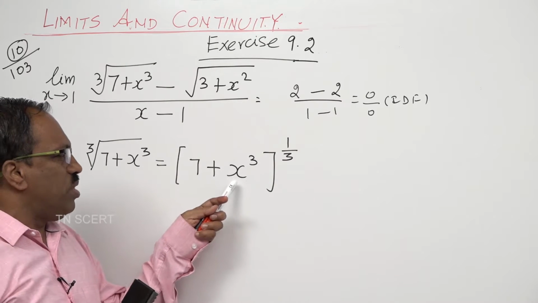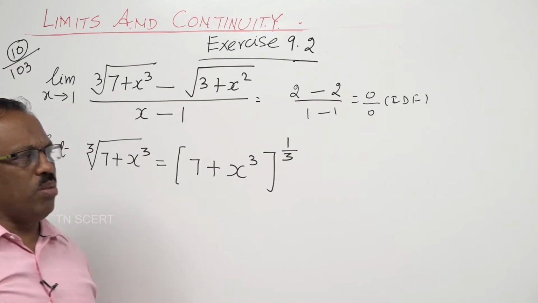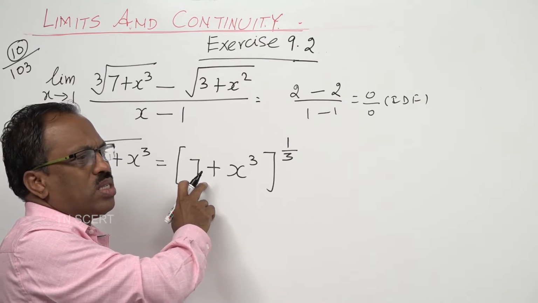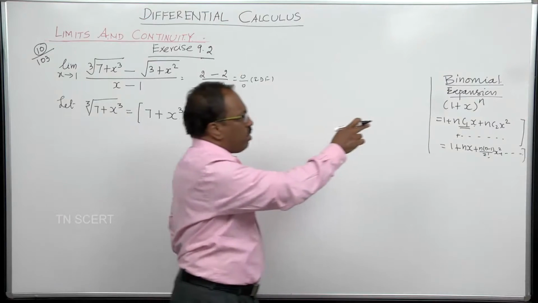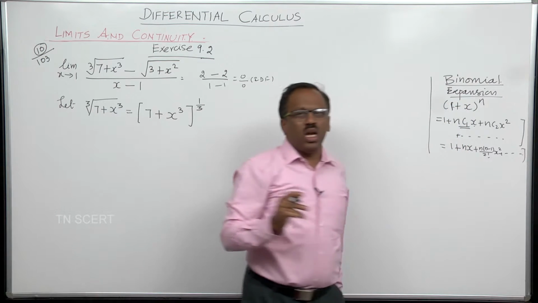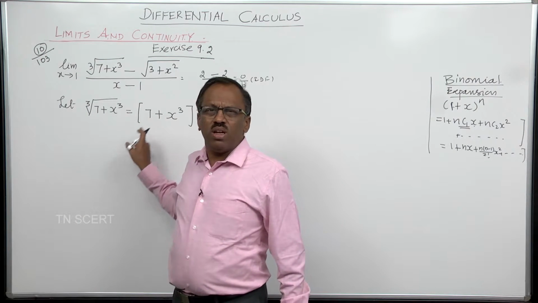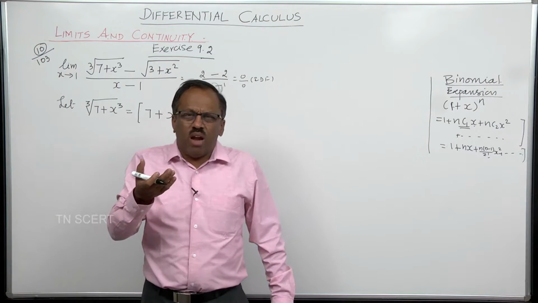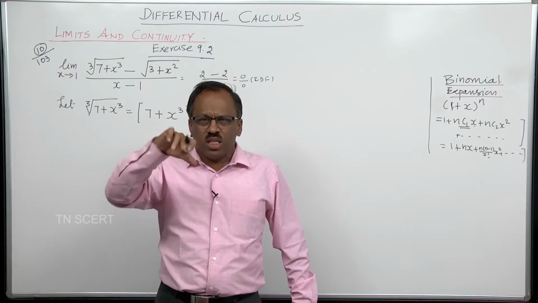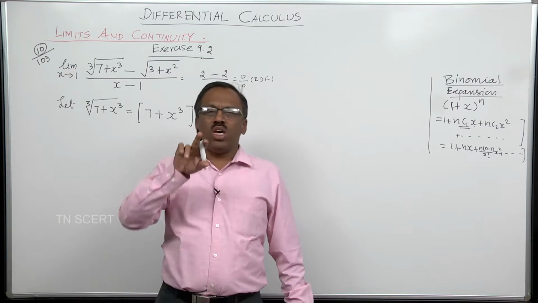Dear student, the first term involves x power 3, and I can do it with the binomial expansion. Here n is 1 by 3. In binomial expansion, it should be 1 plus x whole power n only. But here the number is 7. Can we continue with this, or do we have to make some other term? Yes, we have to make a change. In what way do we have to change this one?